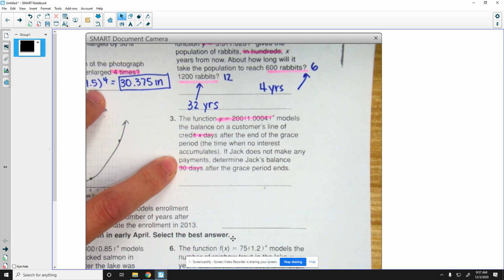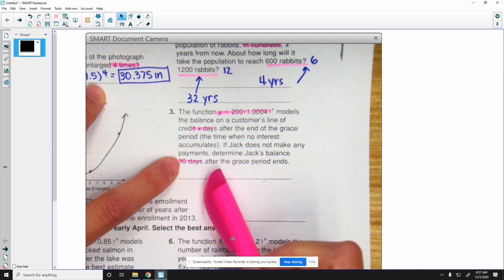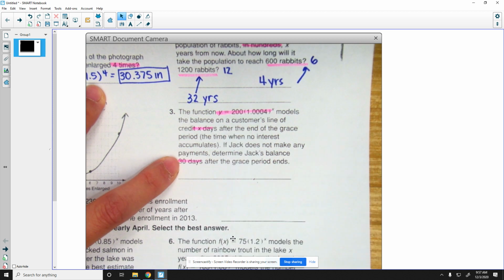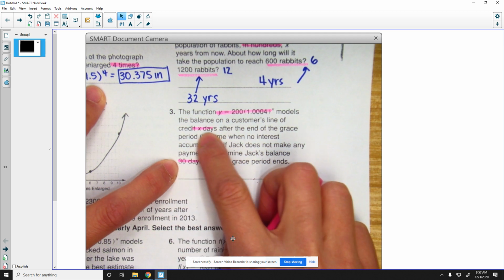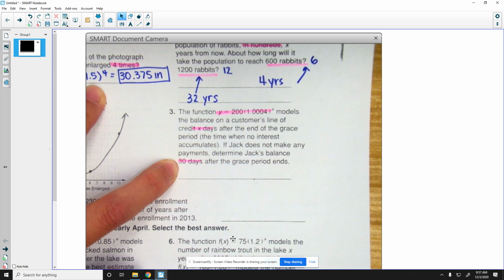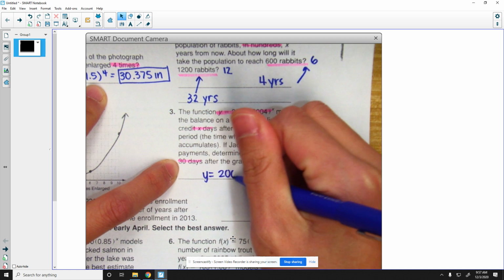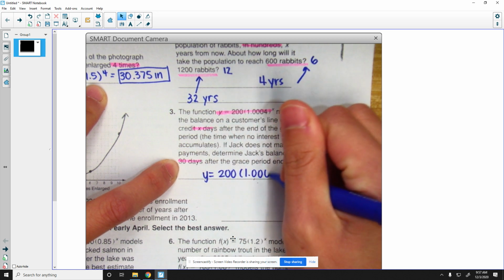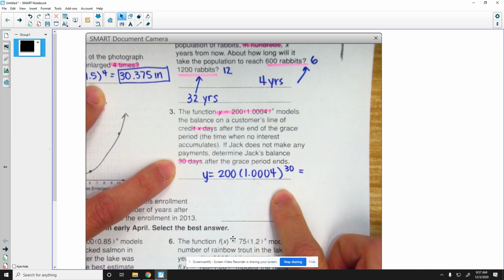Someone online, can you unmute yourselves and tell us, how do we find this answer? What do I do? You plug in 30 as the X. Thank you. Because it's 30 days, and it says X is days. So this time it's not like the last problem. I'm not working backwards. I'm just plugging in 30 as my X. So I have y equals 200 times 1.0004 to the 30th.